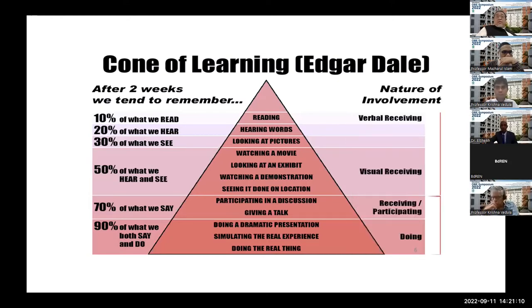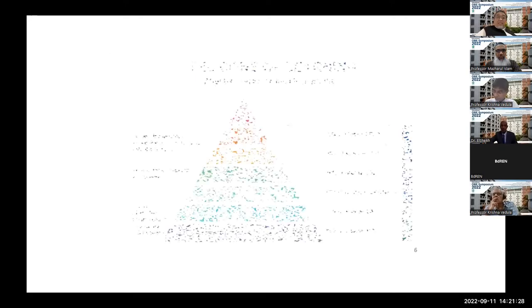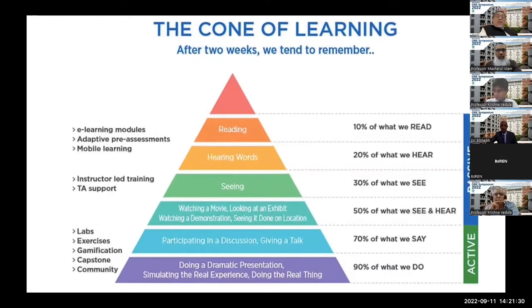So all in all, we are moving, that means to incorporate more of the learning by doing as compared to mostly verbal as well as visual. And if we really see, we are moving from passive to active. And if we look at what's happening right now with the virtual environment that we have recently with the pandemic, the e-learning modules, adaptive pre-assessment, and all those mobile learning, they are actually covering the top part of it, which is only about 10 to 20% retention.